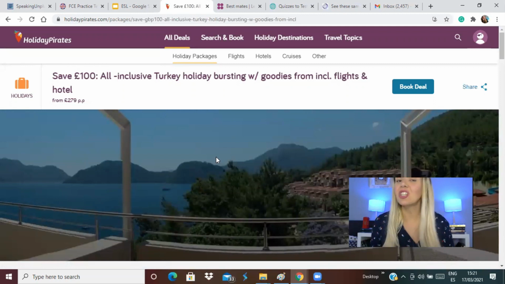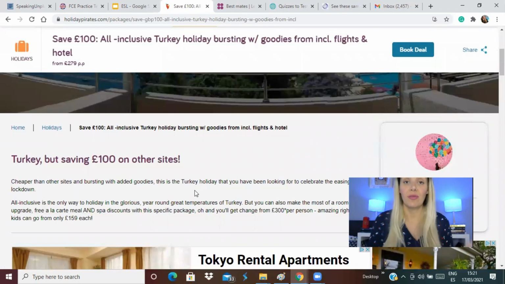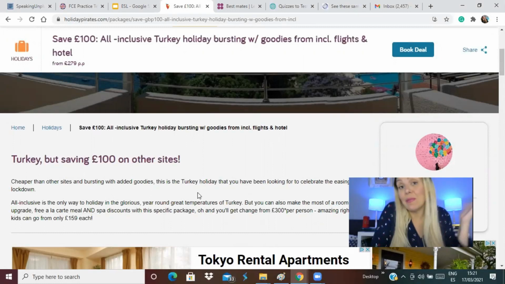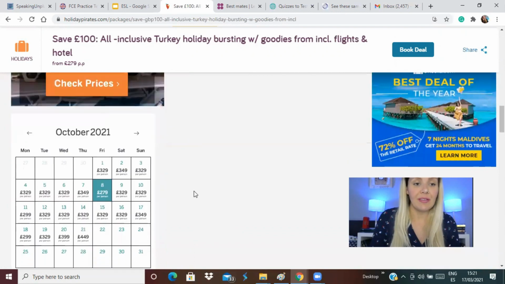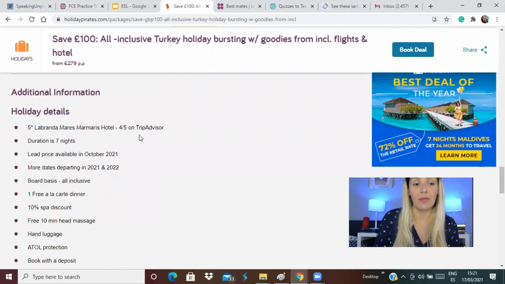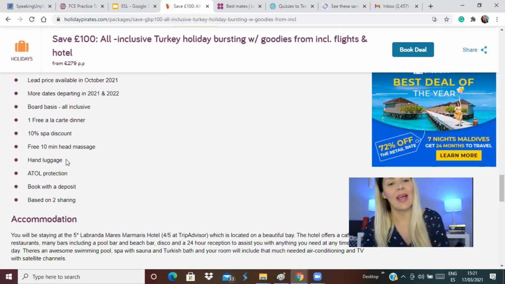And what about excursions? Are they included as well? So your student needs to read through it to understand what they are buying, let's say a drink, right? Well, maybe they buy it, we never know. So look, there are more things here. The dates here, the airports, additional information. So, 10% spa discount or hand luggage.